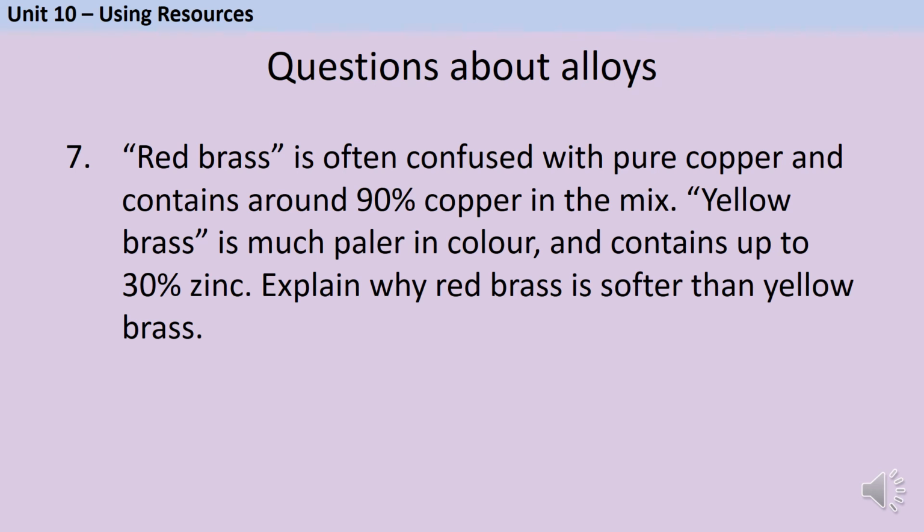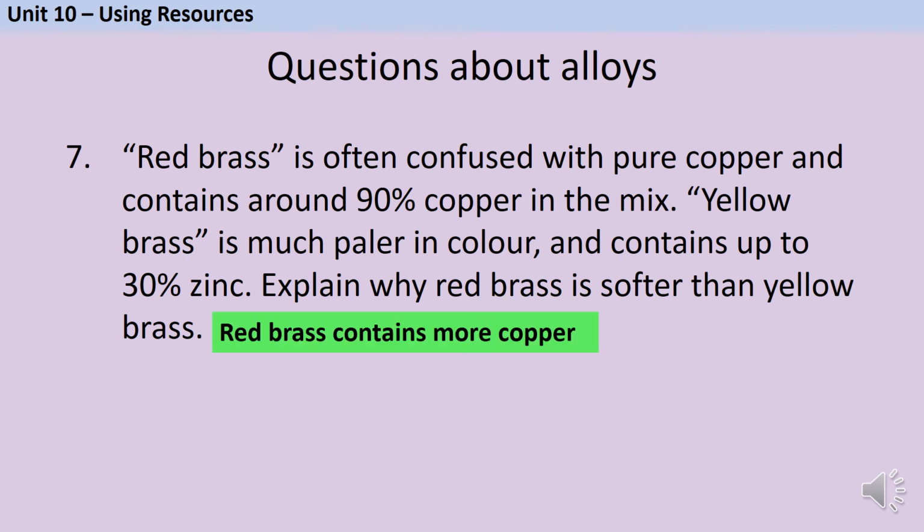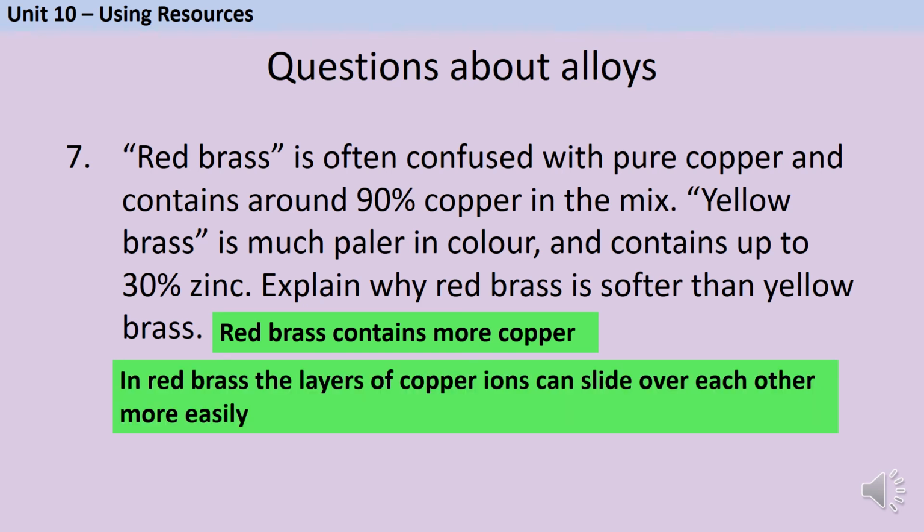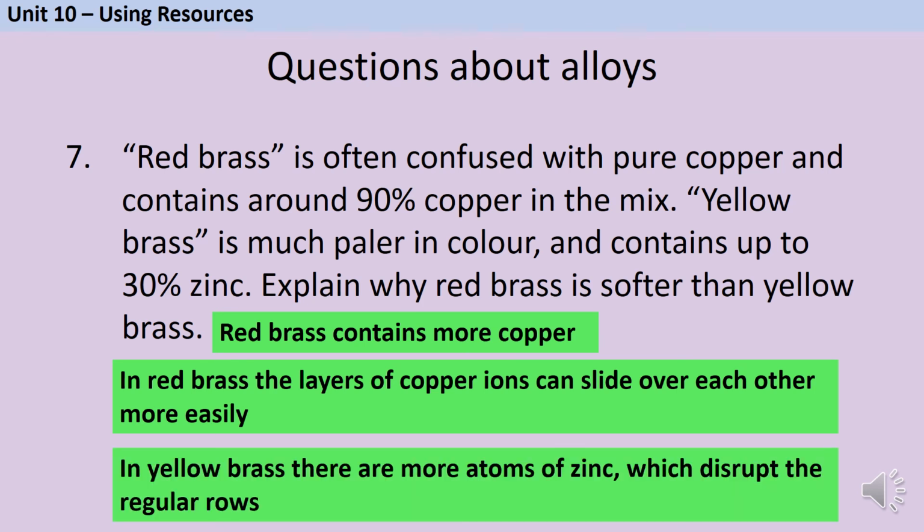So this is a little bit like our high carbon steel and our low carbon steel. We've got one alloy that is 90% copper and presumably 10% zinc, and one alloy that is 70% copper and 30% zinc. So the first thing I want to say is that the red brass contains more copper, or the red brass contains less zinc. In red brass, the layers of copper ions can slide over each other more easily. In yellow brass, there are more atoms of zinc which disrupt the regular rows more, and that makes it harder.